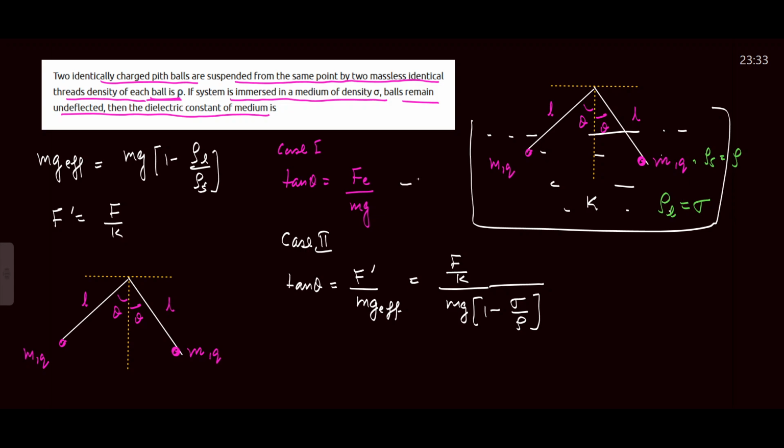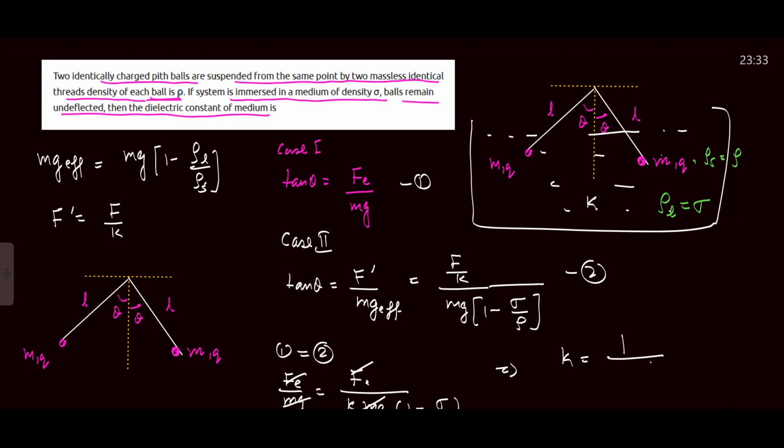Now the first equation and second equation have to be equal, so we equate them. Equation 1 is equal to equation 2. So Fe by mg is equal to Fe by K into mg bracket 1 minus sigma by rho. The Fe and mg are cancelled. What is the K value? K is equal to 1 upon 1 minus sigma by rho, or you can say rho divided by rho minus sigma. That's the answer for this problem.